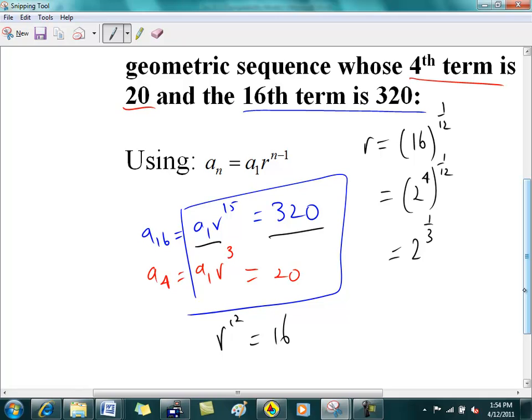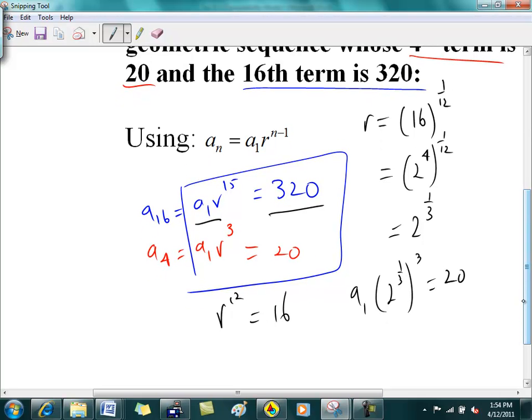So if you plug it in the red one, then you get A1 times 2 to the 1/3 to the 3 equals 20. Okay? What's this equal to? Is everybody there with Connor? That's equal to 2? Okay? Is everybody all right, Emily? So then you get A1 equals what? 10. Everybody with Connor again on this.